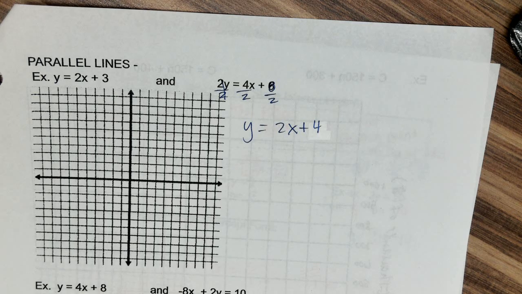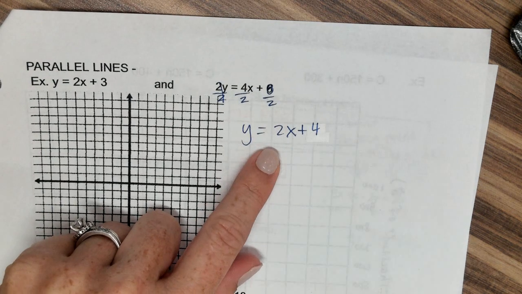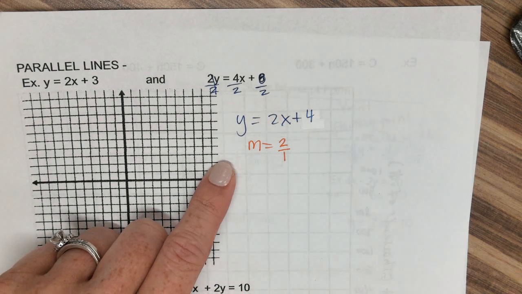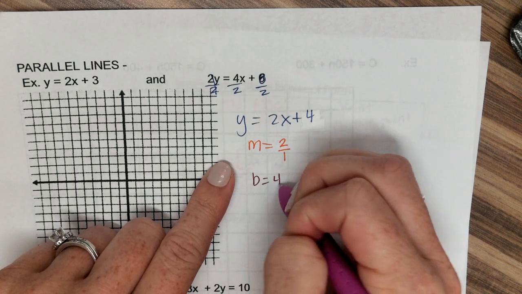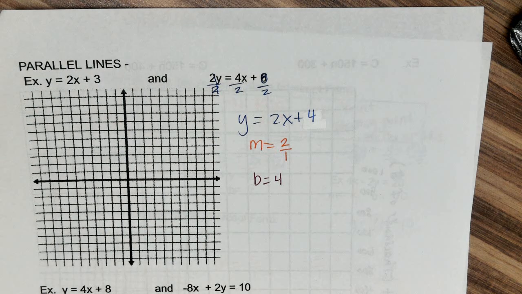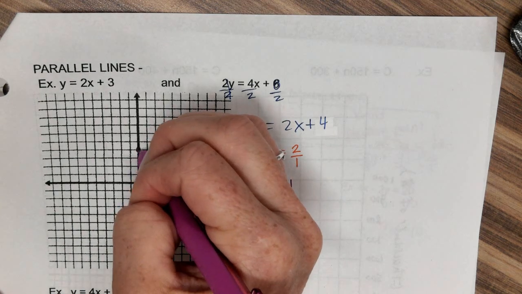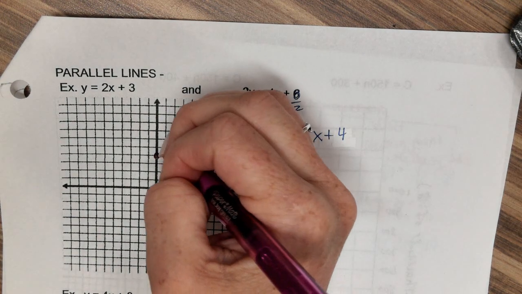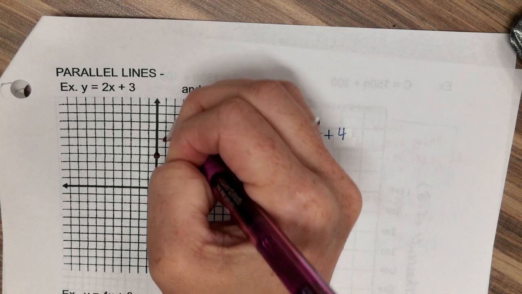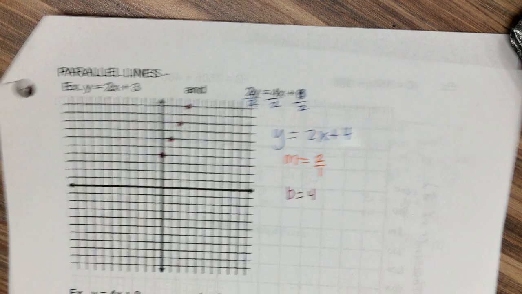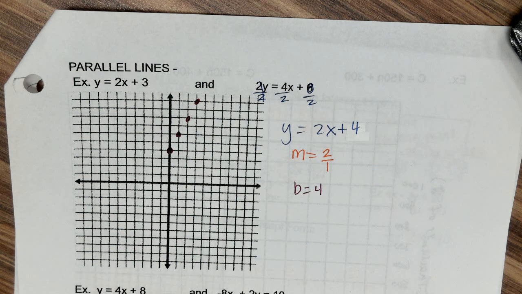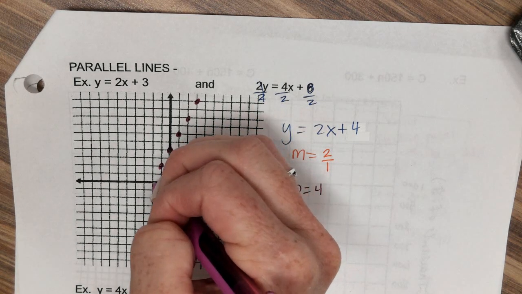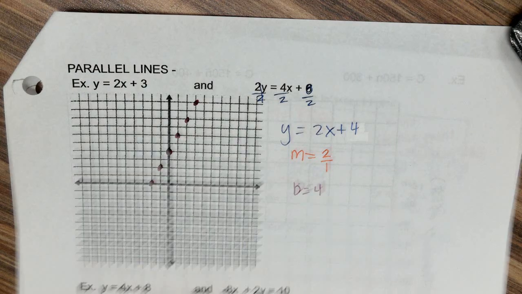So let's graph one of them. Let's do this one first. So I need a slope, which is 2 over 1, and a y-intercept, which is 4. So let's go graph it. Everybody go to 4. It's positive, so I'm going to go up and right. So up 2, right 1. Up 2, right 1. What other direction could I have gone? Down 2, left 1. Okay, so go connect your dots and make a line.